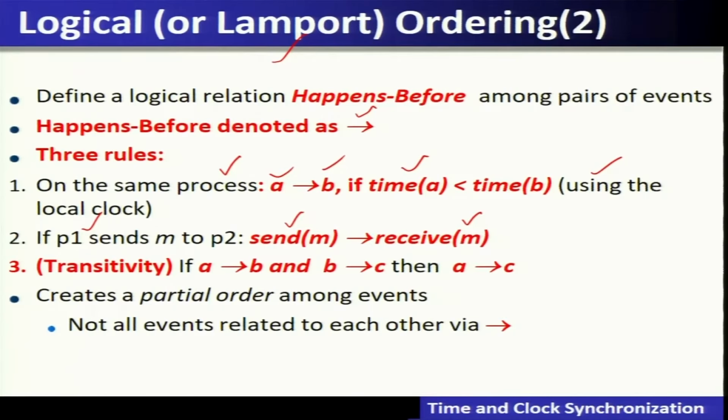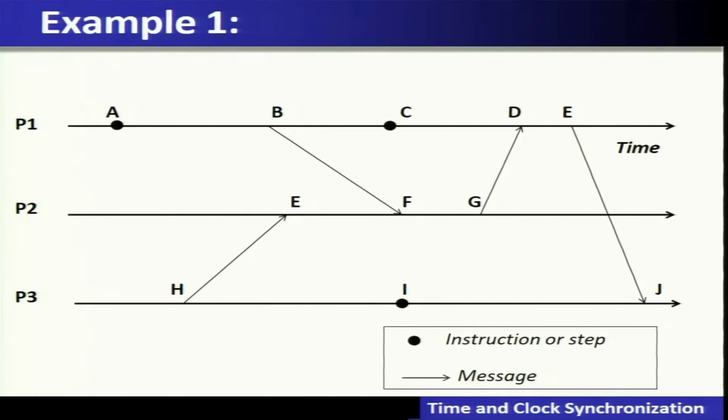These are external events, and these two relations you can also form a transitive relation: if A has happened before B, and B has happened before C, then A has happened before C. Now these three relations create a partial order relation among all the events in the distributed system, and this relation is applicable to all the events happening in the distributed system.